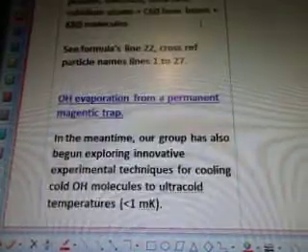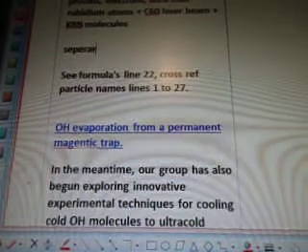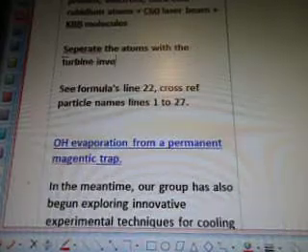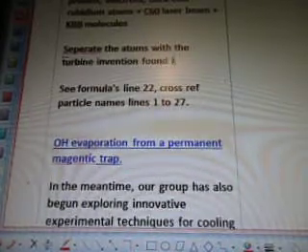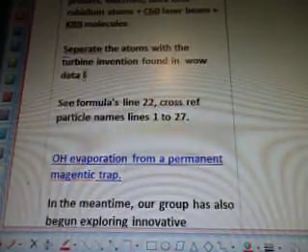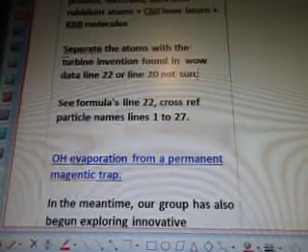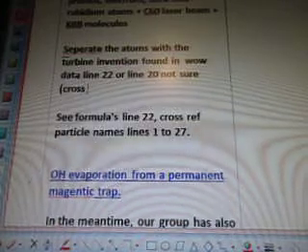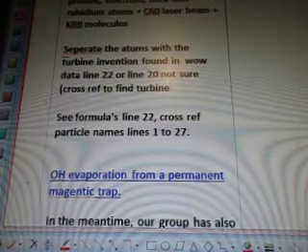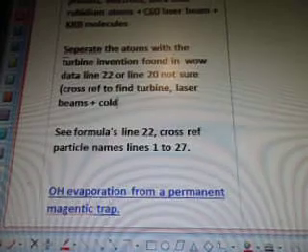Okay, so when you want to separate the atoms, separate the atoms with the turbine invention found in Wow data. I think it's between lines line 22 or line 20, not sure. We'll have to cross-reference it to find it. To find turbine. It's a turbine invention with the laser beams, and then we add the atoms, cold atoms, and then we have another laser beam, which would be the warm atoms.